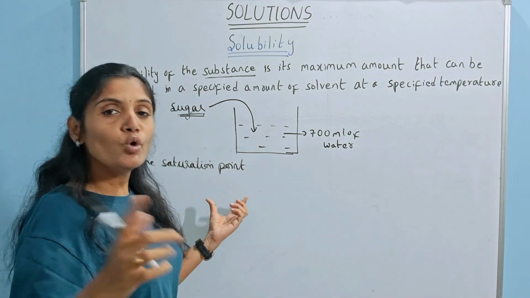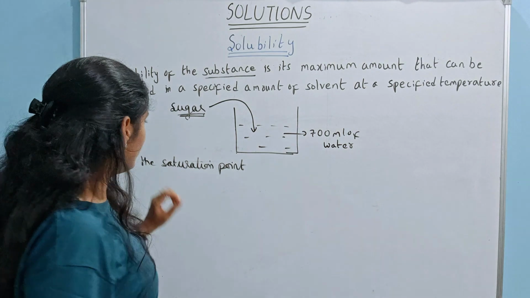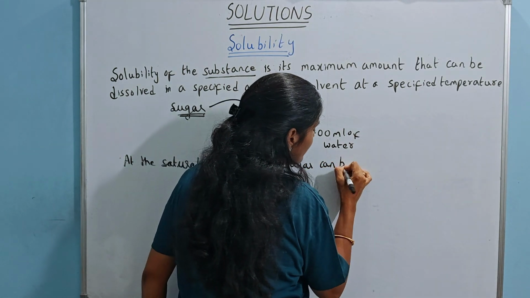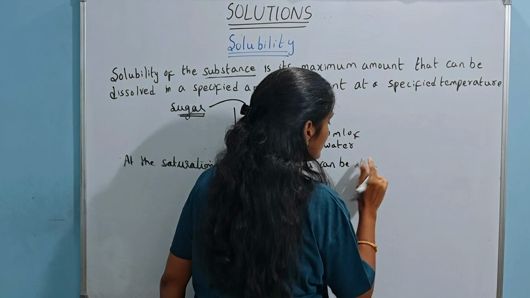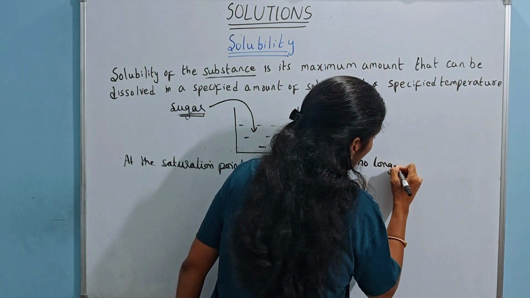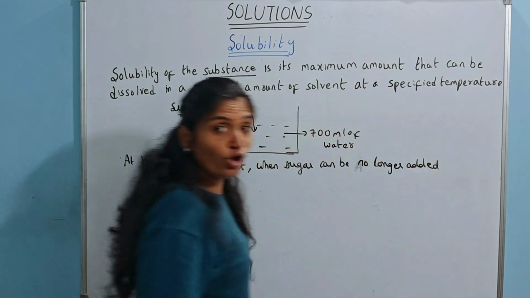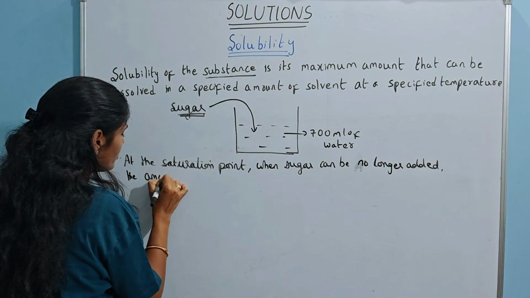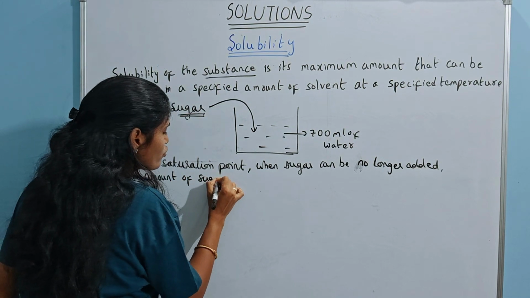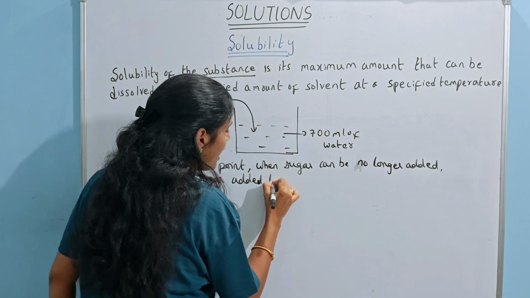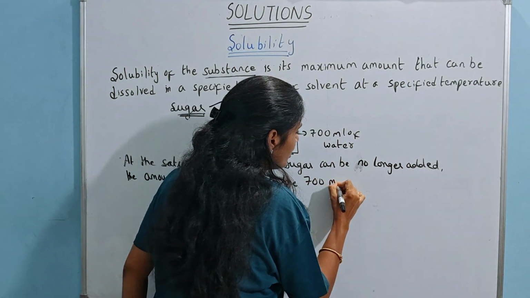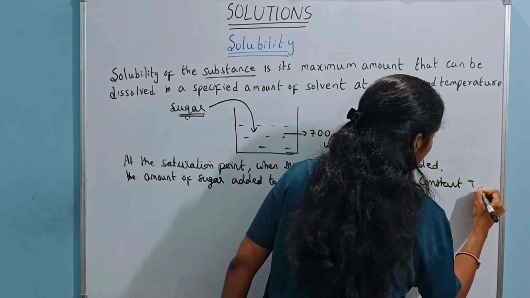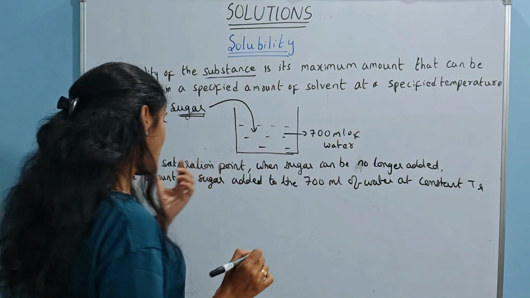What is saturation point? When no more solute can be added into the solvent. At the saturation point, when sugar can no longer be added, the amount of sugar added to the 700 ml of water at constant temperature and pressure. The temperature should be constant and the pressure should be constant.